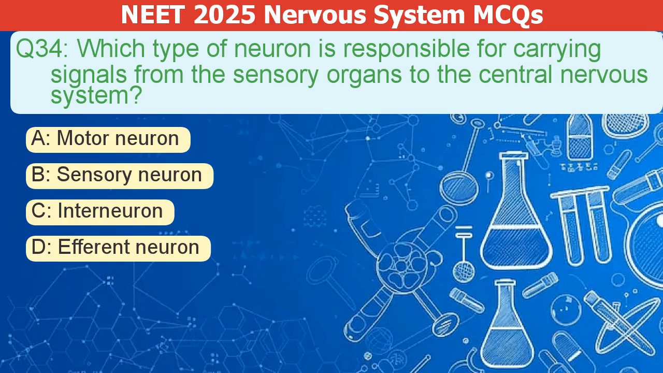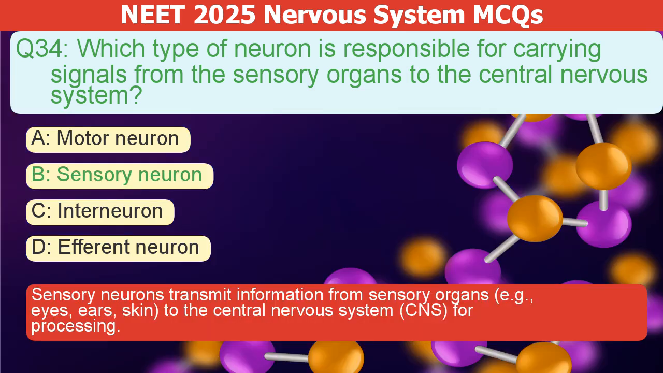Which type of neuron carries signals from the sensory organs to the central nervous system? A. Motor neuron. B. Sensory neuron. C. Interneuron. D. Efferent neuron. The correct answer is B. Sensory neurons transmit information from sensory organs, like your eyes, ears, and skin, to the central nervous system for processing.